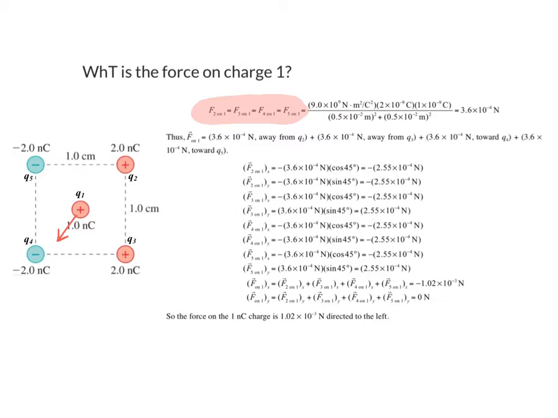Force 3 on 1, same charge interaction, a 2 nanocoulomb to a 1 nanocoulomb. It's going to push it away that way at the same magnitude. Force 4 on 1, from a magnitude standpoint, will be the same magnitude. Okay, so I'm going to switch here. 4 on 1 and 5 on 1, I'll switch to blue.